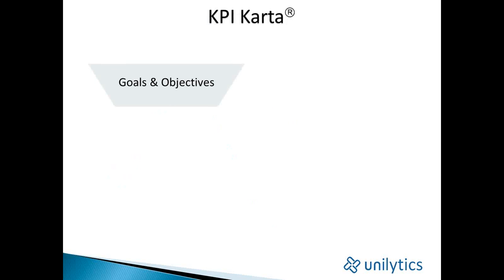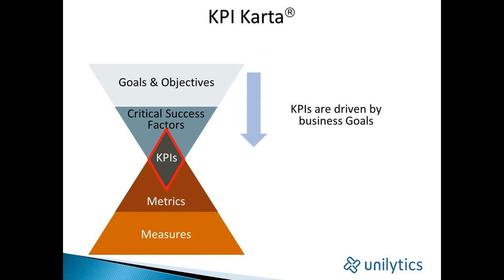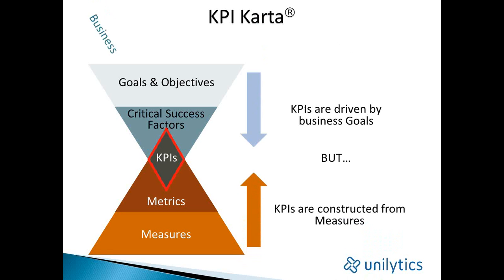And we start by analyzing goals and objectives. They in turn drive the critical success factors, which inform us of KPIs, but to do the calculation of those, we start from the bottom. We look at the measures, they drive metrics, some of those are KPIs, and that's how they're then calculated. So KPIs are driven by business goals, but they're constructed from measures. And this tends to be a convergence then of business and technology.